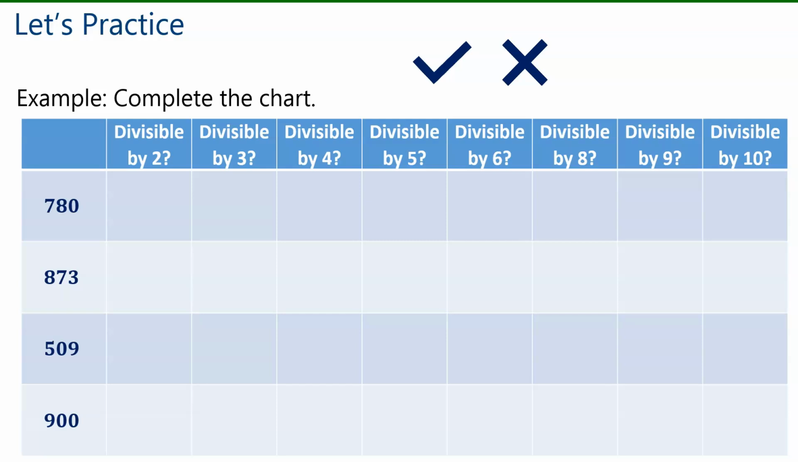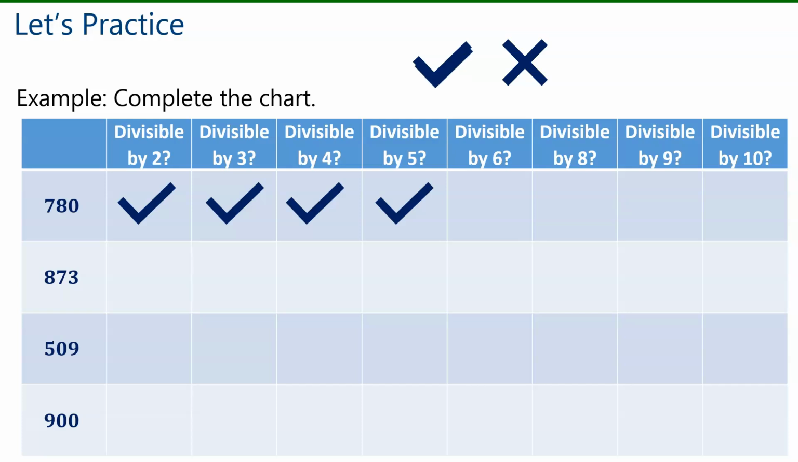So to start, we have 780. Now because it is even, we can say that that is divisible by 2. Let's add up the digits to check for 3. 7 plus 8 plus 0 is 15. So yes, it is divisible by 3. For 4, I see that the last two digits are 80. So I can divide by 2 twice. Or if you know that 80 is divisible by 4, you can just go ahead and say yes. Now since it ends in 0, it is divisible by 5.